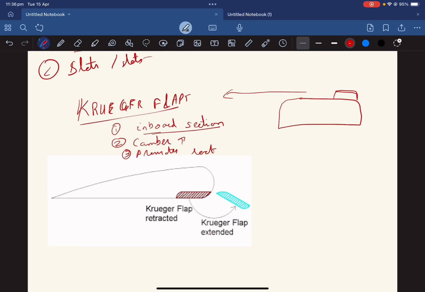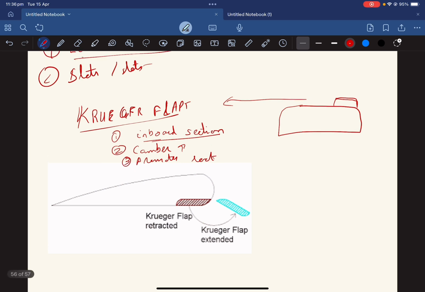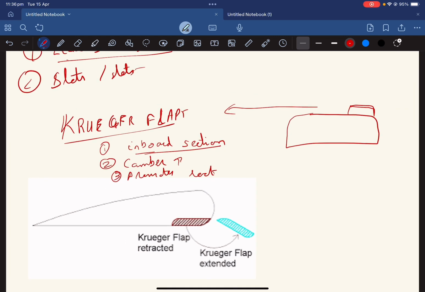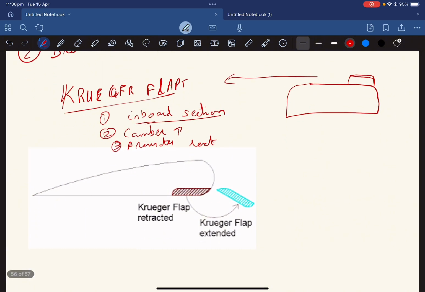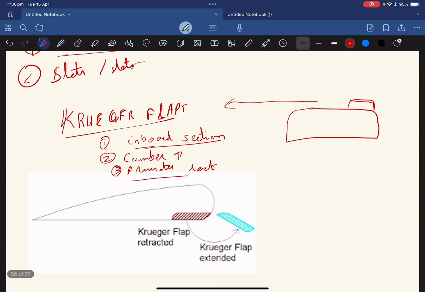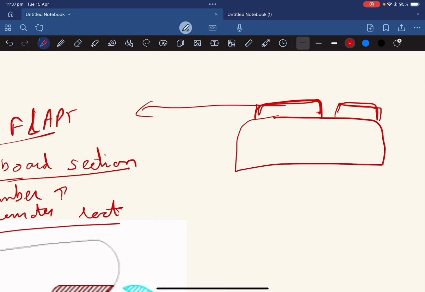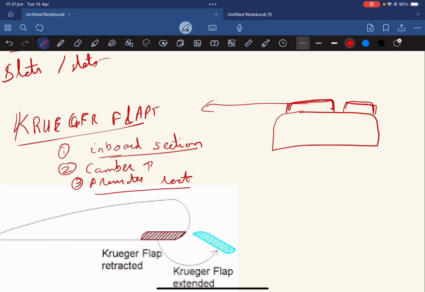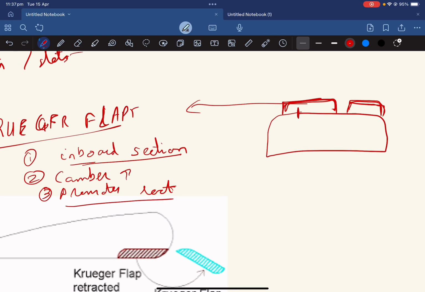You might be wondering why they're used on the inboard section, because they are comparatively less efficient compared to your variable camber leading edge flap, which we'll study in some time. The variable camber leading edge flaps are used on your outboard section. So how does this promote root stall? Let's say this is your wing. The main idea is you have Kruger flaps on your inboard and something better, which we'll refer to as the variable camber leading edge flap, on your outboard section.